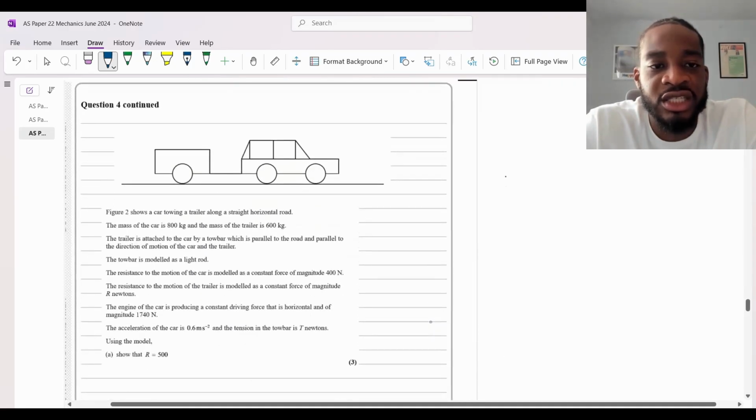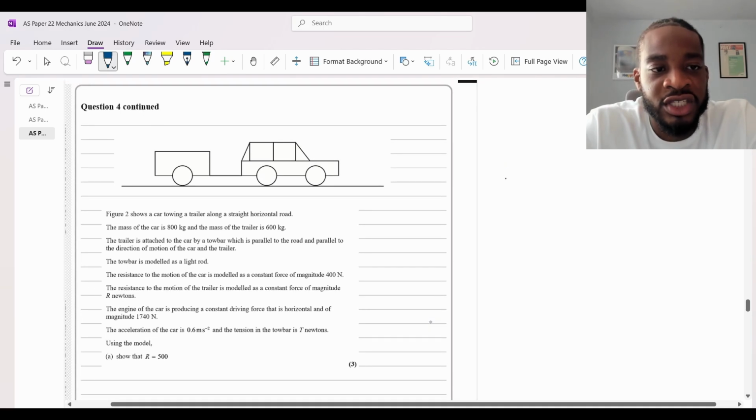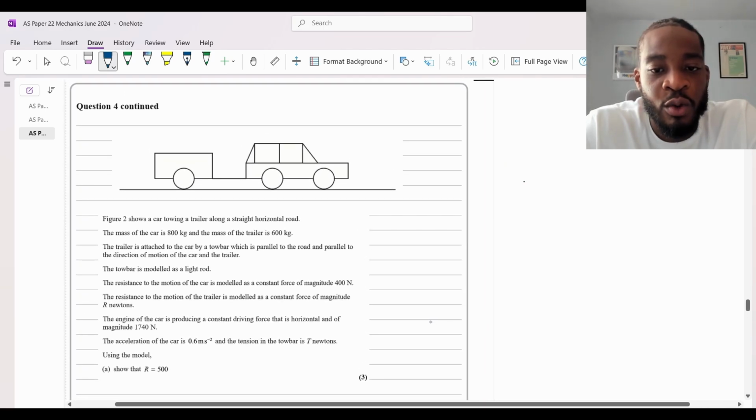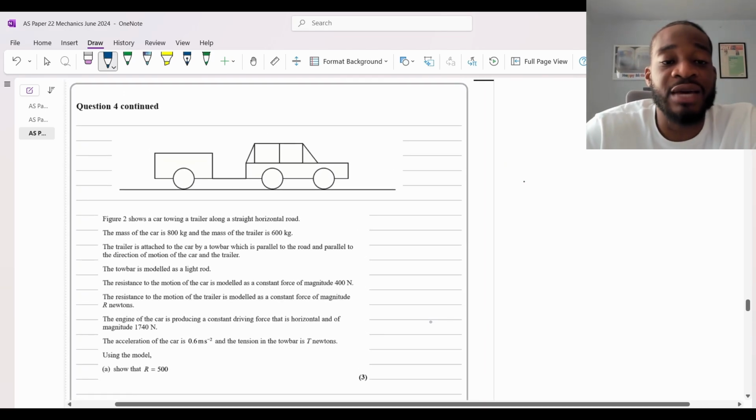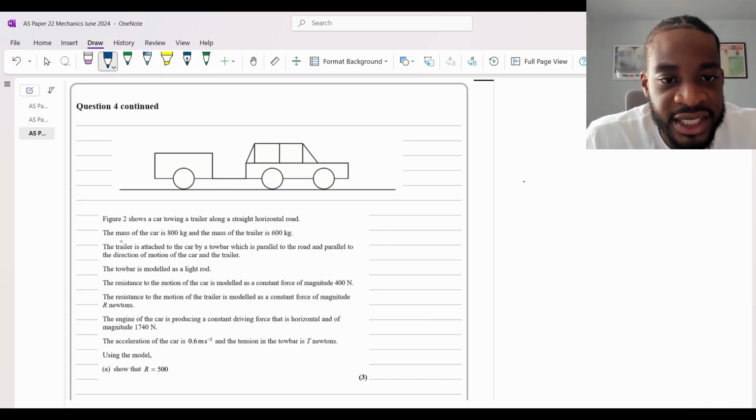So I've just got this summarized here. This is a connected particle question. Whenever you do these types of questions, what you should always do first is label your force diagram. So let's get going. Now, let's read it sentence by sentence.